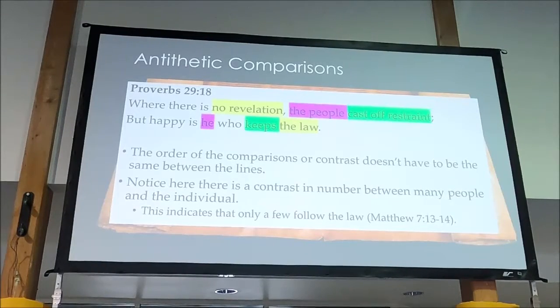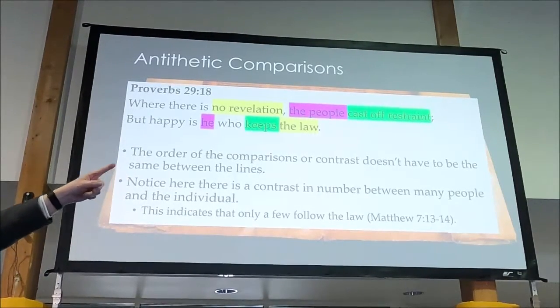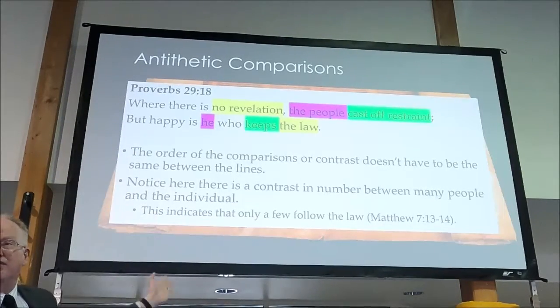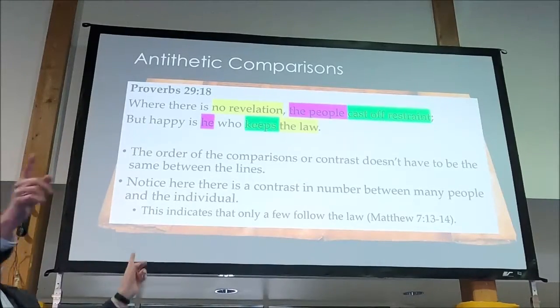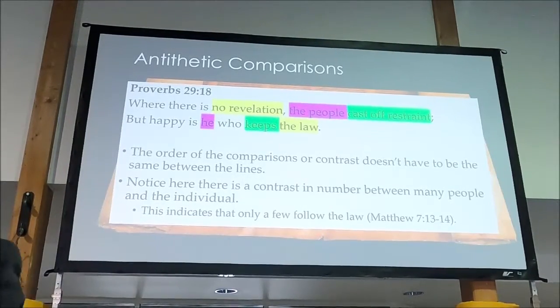Yeah, you've got plural versus singular. Okay? Where there's no revelation, the plural, in other words, how many are wicked versus how many righteous? There's a lot more wicked. The people, so we use plural to say there's a lot more wicked. They cast off restraint, but happy is he. There's very few righteous who keeps the law. Okay, and notice that again, the order doesn't have to be the same. We can mix them up between the lines.